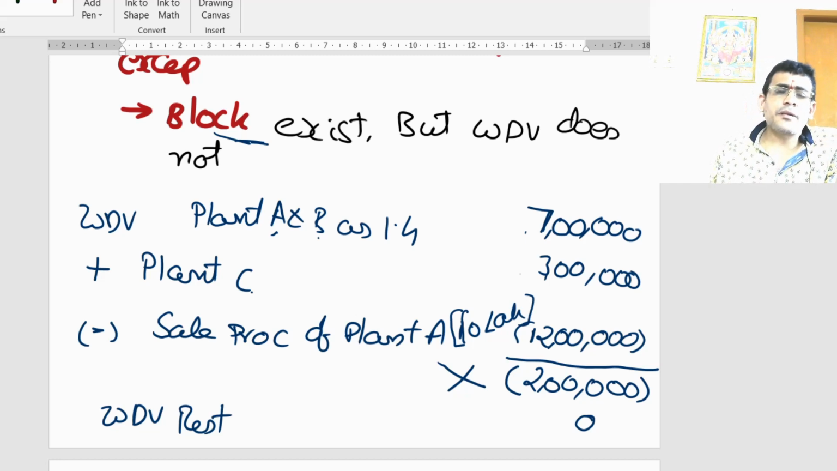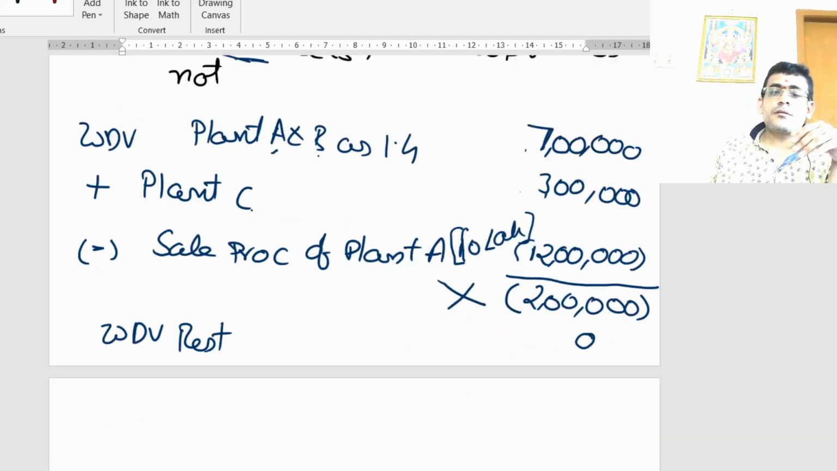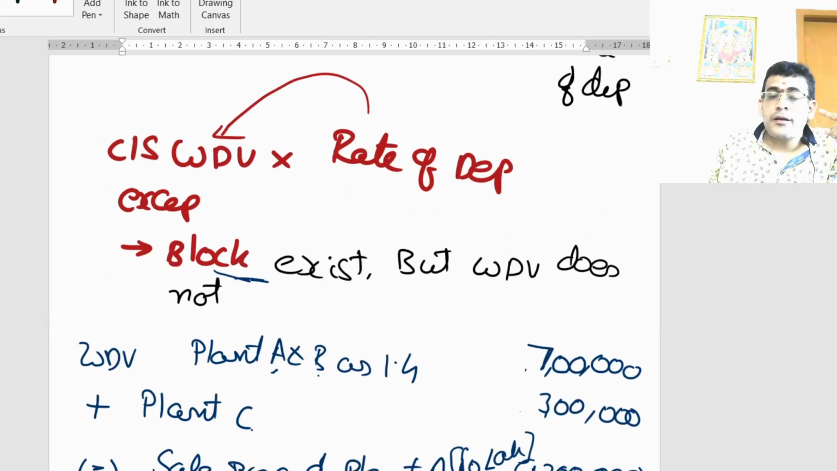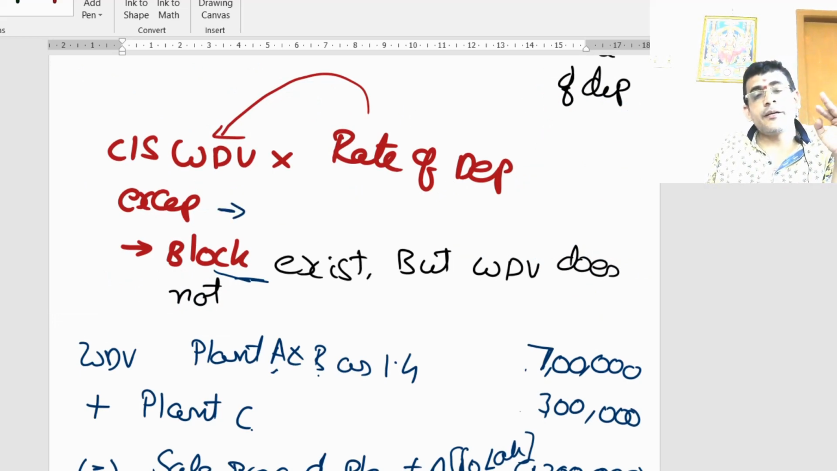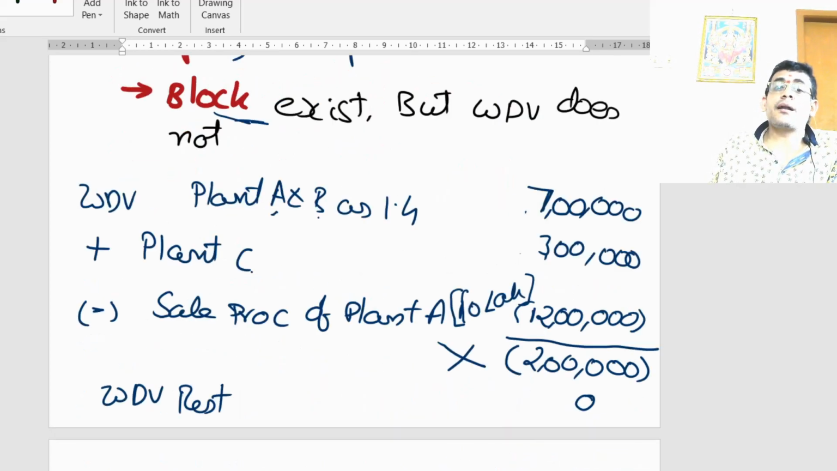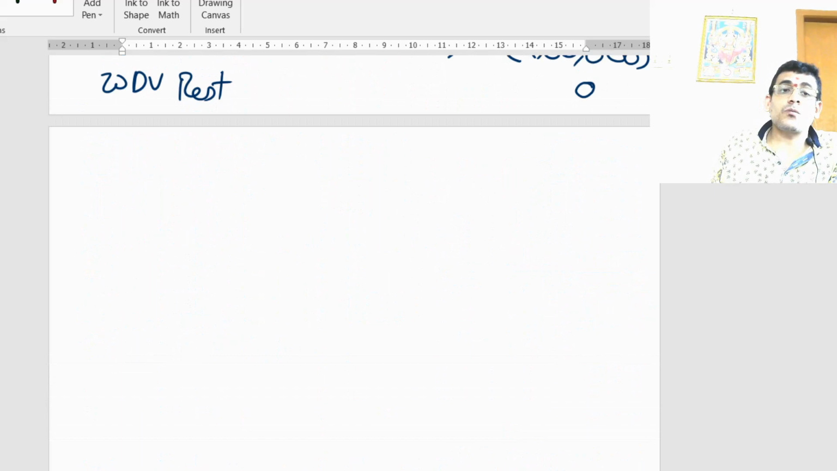Now, you tell me, what is my depreciation here? 0 into anything is 0. So ultimately my depreciation is 0. That's the exception here. In these cases, you cannot take the depreciation. Exception means generally you can consider closing WDV into rate of depreciation if you satisfy the conditions. In the following scenario, you cannot take the depreciation at all. That's your exception. The first exception we have discussed: block exists, but WDV does not exist. Now, the second one is somewhat opposite to this. What is the second one?